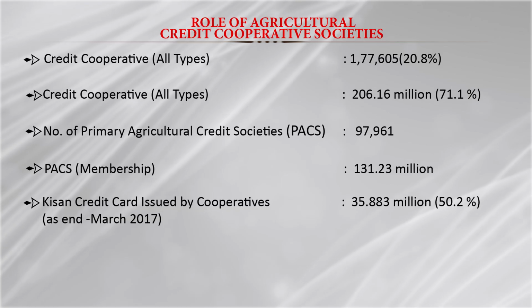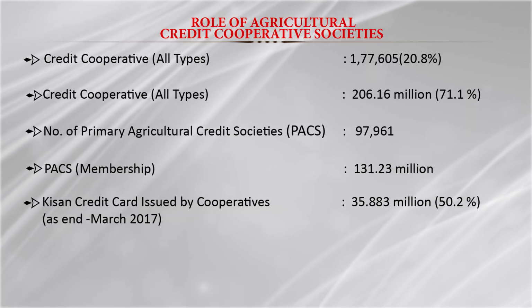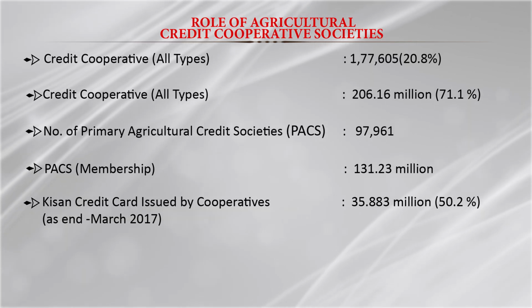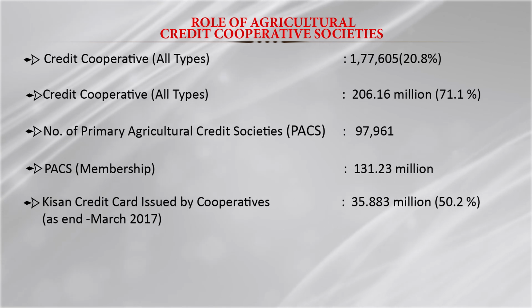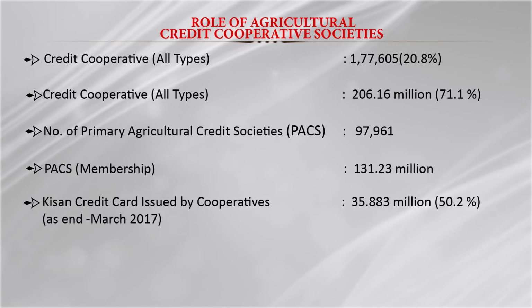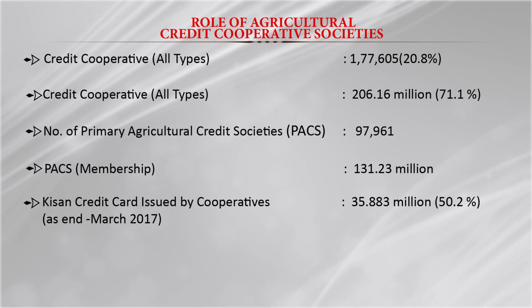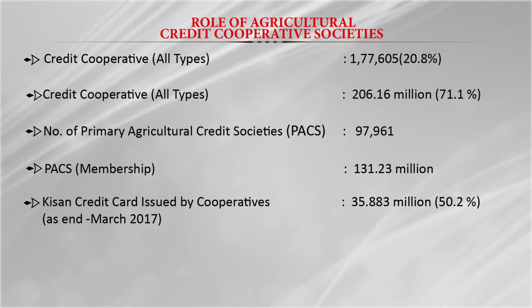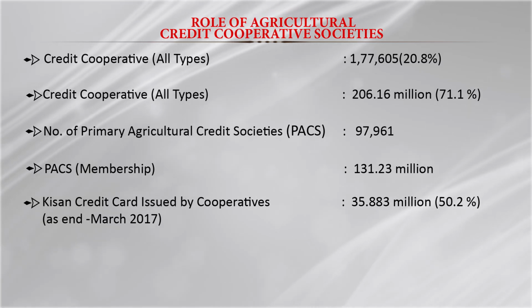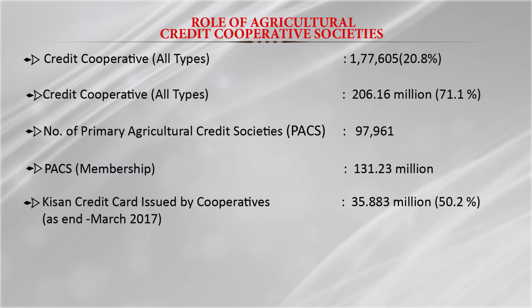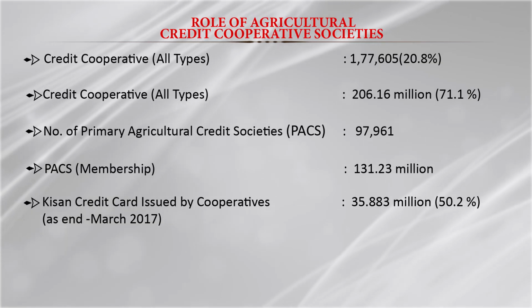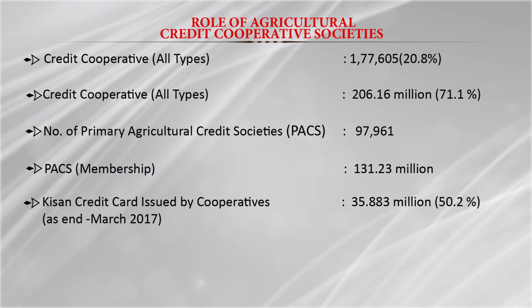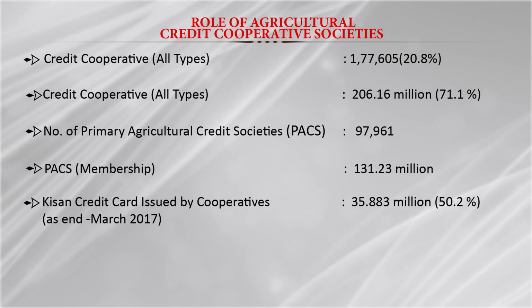So credit cooperative societies are playing an important role in providing the Kisan credit card to the farmers. So far they have provided 35.883 million Kisan credit cards, which we can say is around 50% of the total Kisan credit cards distributed by institutional sources to the farmers. So they are contributing 50% in the Kisan credit card distribution.